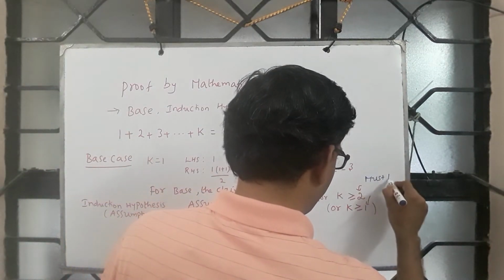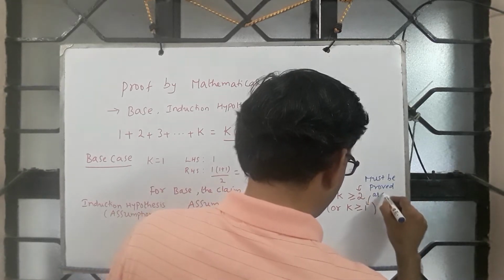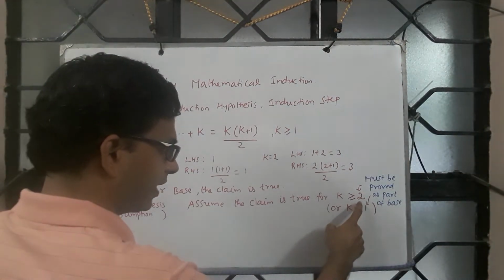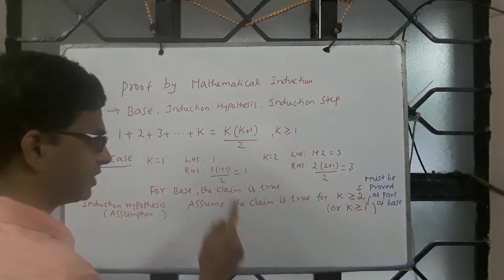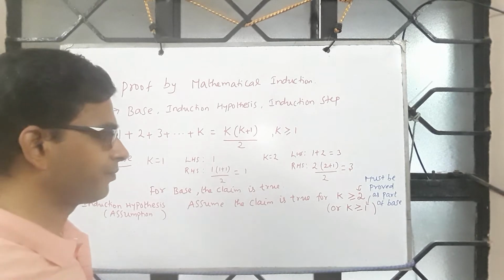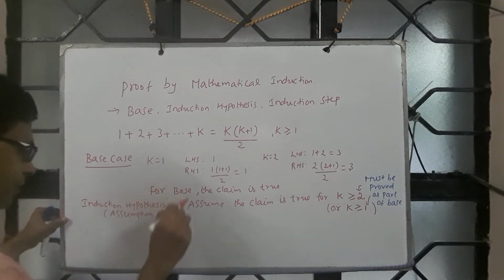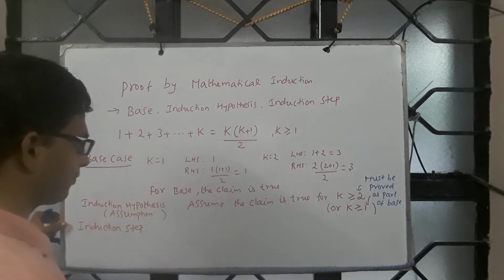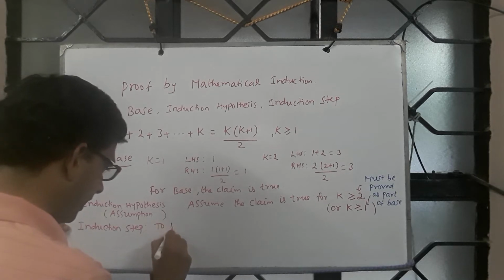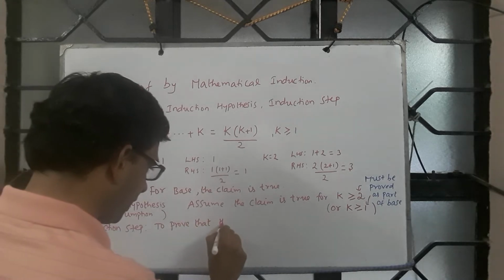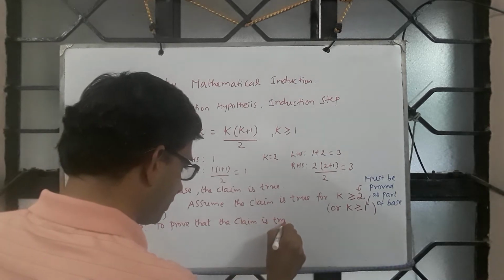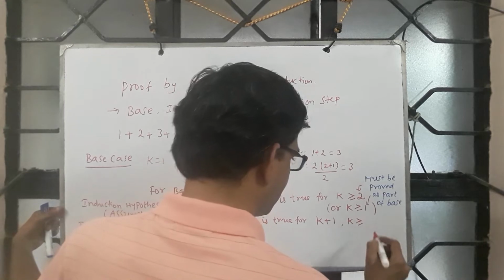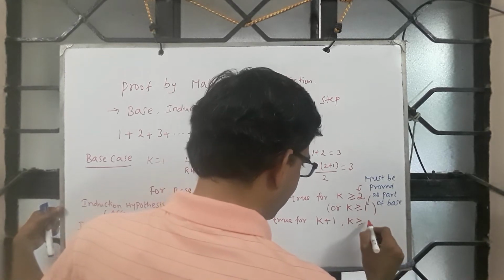So it must be proved as part of base case. If you say the claim is true for k, where k is at least 2 or k is at least 1, whichever value you mention, that should have been proved explicitly as part of base case. We will see why. Now assuming this, we will establish something called induction step. So to prove that the claim is true for k plus 1, what is the value of k? If you have proved base case 1, then you say k is at least 1.